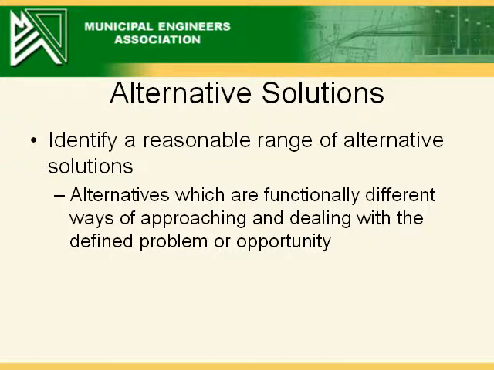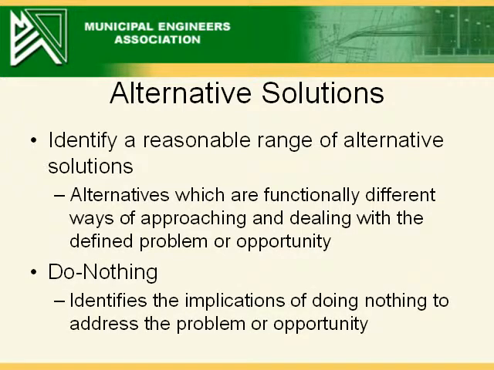The proponent is responsible for identifying alternative solutions to the problem. There is usually more than one way to solve a problem. This should include examining alternatives to, which are functionally different ways of approaching and dealing with the defined problem or opportunity. Depending on the problem or opportunity identified, there may be a limited number of appropriate alternatives to consider. The do-nothing alternative should also be considered to identify the implications of doing nothing to address the problem or opportunity.